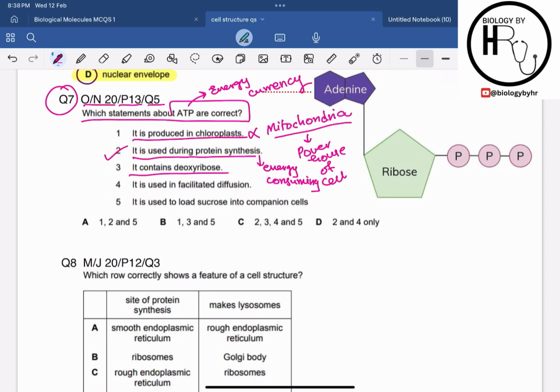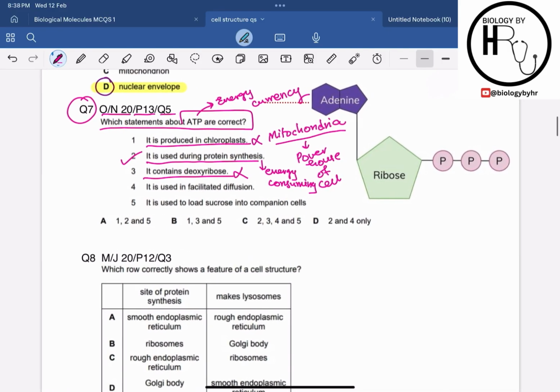It contains deoxyribose. Absolutely incorrect. Why? Because we know adenosine triphosphate contains 3 phosphate groups, an adenine nitrogenous base, and a ribose sugar, which is a pentose sugar, right? So hence statement 3 is incorrect.